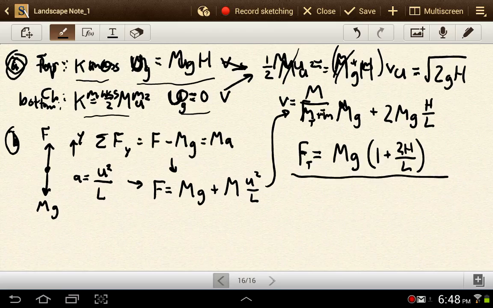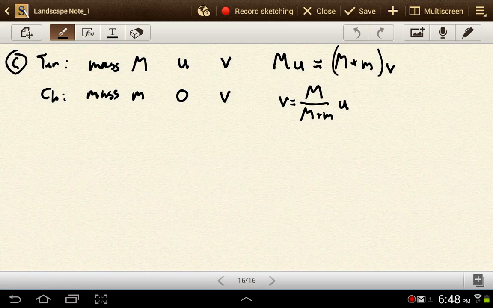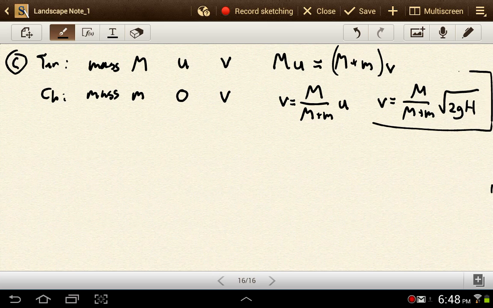And if I go back, little u was the square root of 2g big H. So that means the answer to part C is big M over big M plus little m times the square root of 2g big H. Okay, so that's the answer to part C.